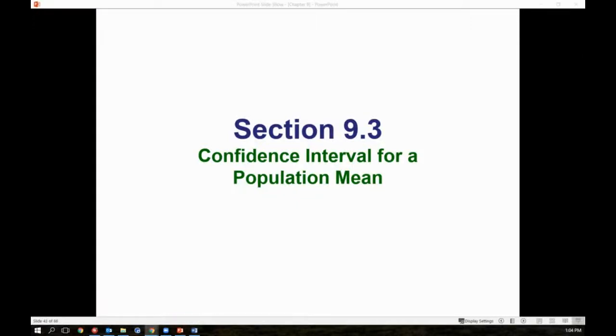On Friday, we talked about confidence intervals for population proportions. Today we're going to look at confidence intervals for population means, and also how to find sample sizes and all that good stuff.